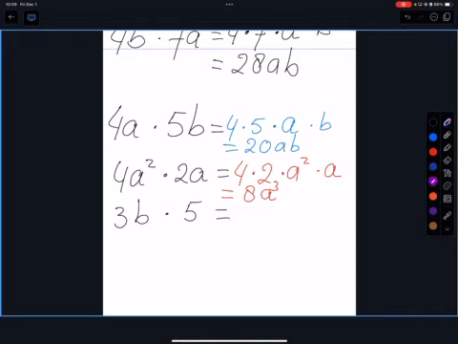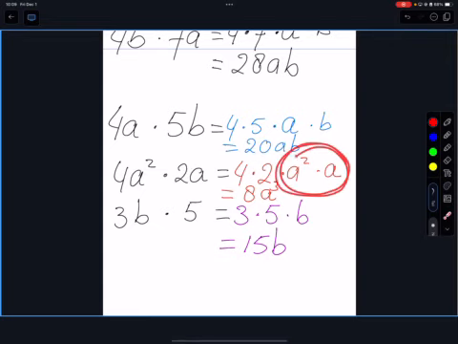Three times B times 5. All right. So I have 3 times 5 times B. So what is my answer? 15B. Done. That's it. Easy. Nothing too difficult. I might have skipped a part on this one.